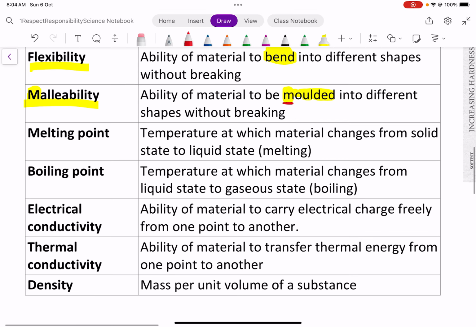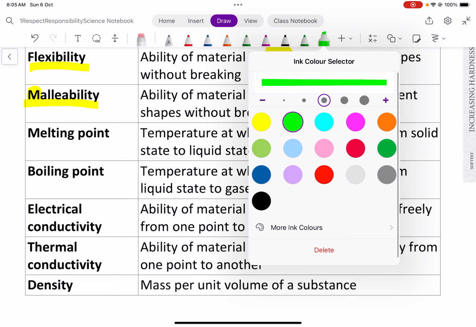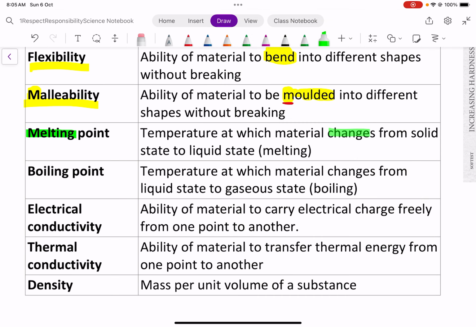The next properties have to do with change of state. So melting point and boiling point. Melting is to change from solid to liquid state. Boiling is to change from liquid to the gaseous state. Alright, so melting point is the temperature at which the material changes from solid to liquid. Boiling point is the temperature at which the material changes from liquid to gaseous state.